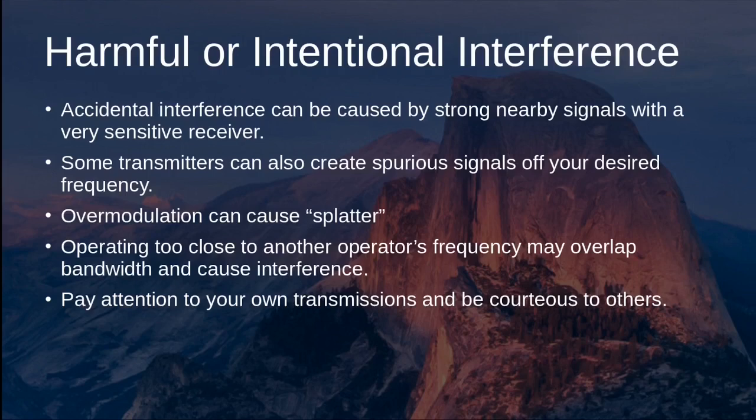Some transmitters can also create spurious signals off your desired frequency. So some of the cheaper, maybe imported transmitters or HT or mobile rigs may not be as well built as something of a higher quality, so they can also cause spurious signals off the desired frequency. So they're transmitting other signals beyond what you're actually interested in. Overmodulation can also result in splatter. Operating too close to another operator's frequency may also overlap bandwidth and cause interference.